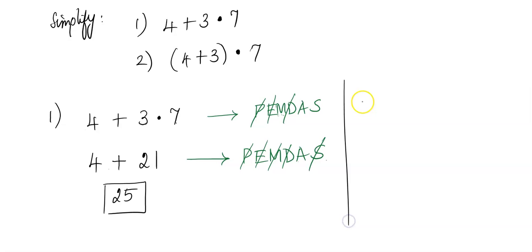Okay, let's do the second problem. 4 plus 3 times, you know what, I'll do it below because I'll need more room. 4 plus 3 times 7. So here again, PEMDAS.